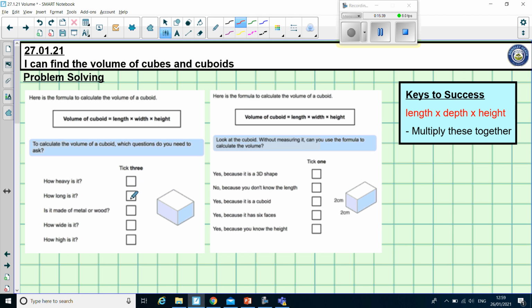Okay, the 3 we need to tick there, we don't need to know how heavy it is, but we do need to know how long, how wide, and how high, don't we? Okay, the next question is similar.